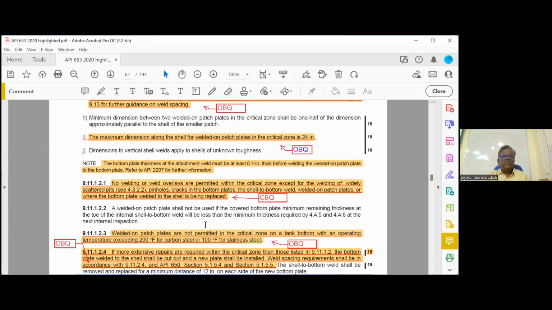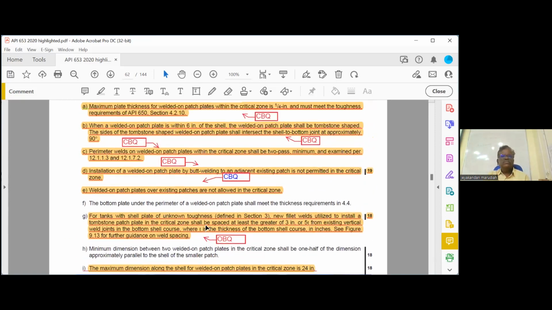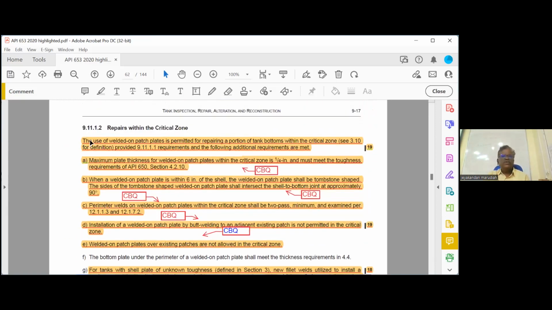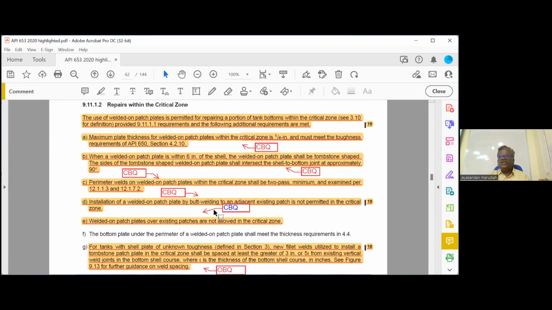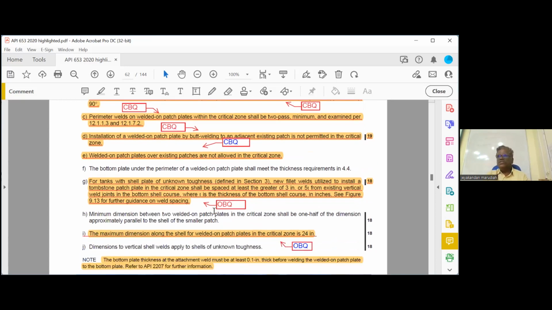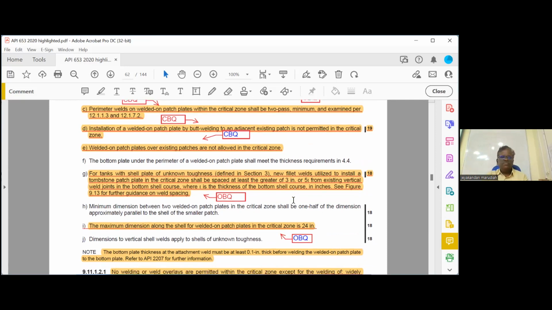So these are all the points. Again, I will repeat. 9-11-1.2: maximum plate thickness allowed is only 1/4 inch. That is important. If it is within 6 inch of the tombstone, that is important, minimum 2 pass weld we have to do. That is important. Butt welding with another patch plate is not allowed in the critical zone. That is important. Over an existing patch plate is not allowed in the critical zone. That is important. Unknown toughness, from the vertical shell to vertical joint 3 inch or 5T. We have to shift. That is important.